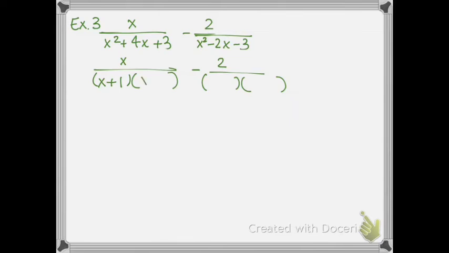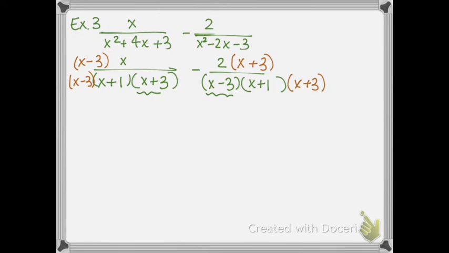X plus 1 times the quantity x plus 3. Here we have x minus 3 and x plus 1. Okay, so that first fraction, well, x plus 3 and x minus 3 are not the same factors. So this first fraction is missing a factor of x minus 3. So we have to multiply so that it has the x minus 3 factor. Our second fraction is missing a factor of x plus 3. So we multiply by x plus 3 in the numerator and denominator.